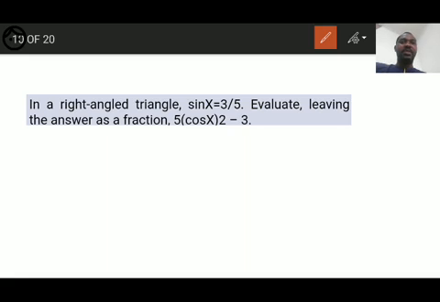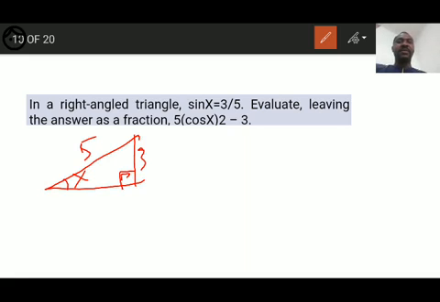So when we say sine x, if you represent this in a right angle triangle, and this is my angle x, and this is my right angle here. Sine x means opposite over hypotenuse, meaning that your opposite here is 3 and your hypotenuse here is 5. So we don't know the adjacent, which you can call a. Now we can use Pythagoras theorem to find the value of a by saying that 5 squared is equal to 3 squared plus a squared.